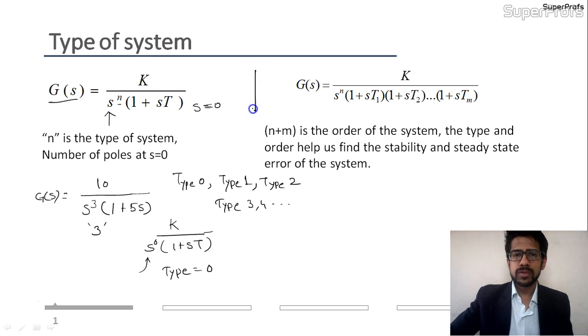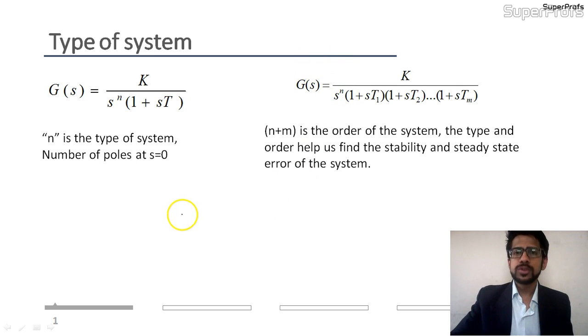Let us go forward and check what is the order of the system. The order of the system is nothing but the highest power of s, or the highest exponent of s, that is occurring in the characteristic equation of the transfer function. As you can see in this particular example, G(s) is given by K divided by s raised to n into (1 plus sT1) into (1 plus sT2) and so on till (1 plus sTm).